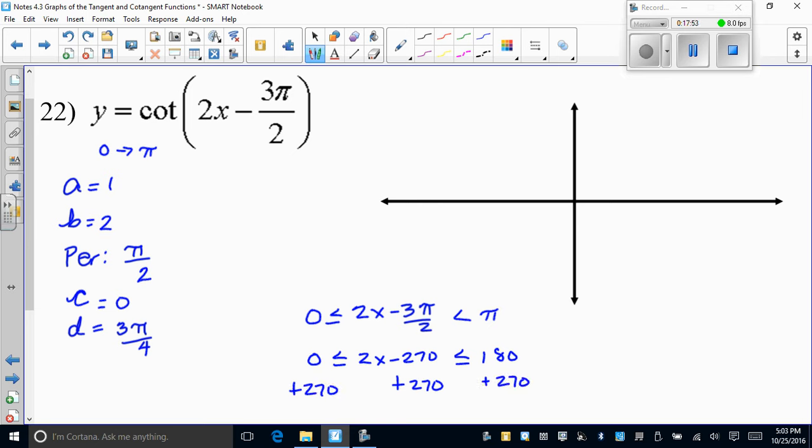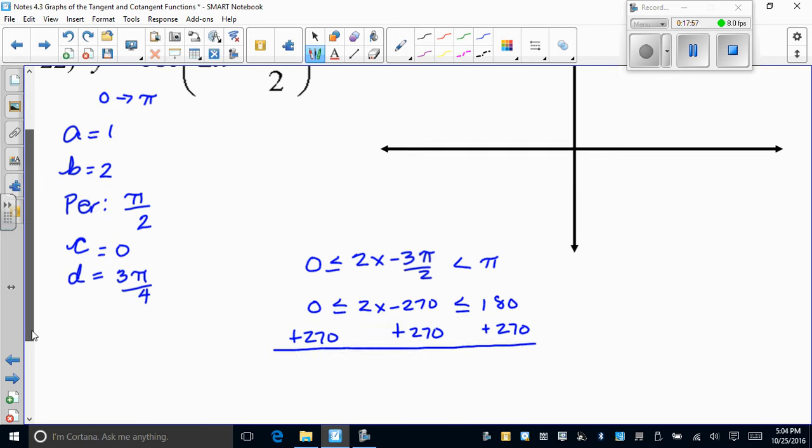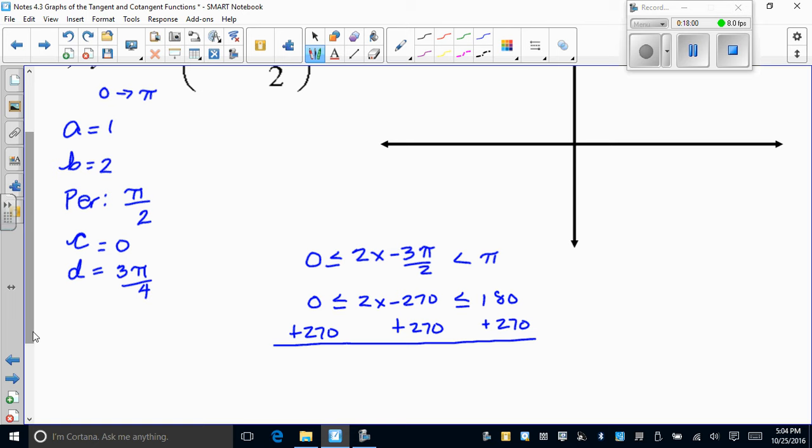And I will point out, if you're looking at what we're doing, I identified my A, B, C, D values and my period. But the very first step tells you to find your asymptotes, and that's what I'm doing now. I haven't touched the graph because I can't until I know where I'm starting and stopping. So 270 is less than or equal to 2x, which is less than or equal to 450. Divide everything by 2.